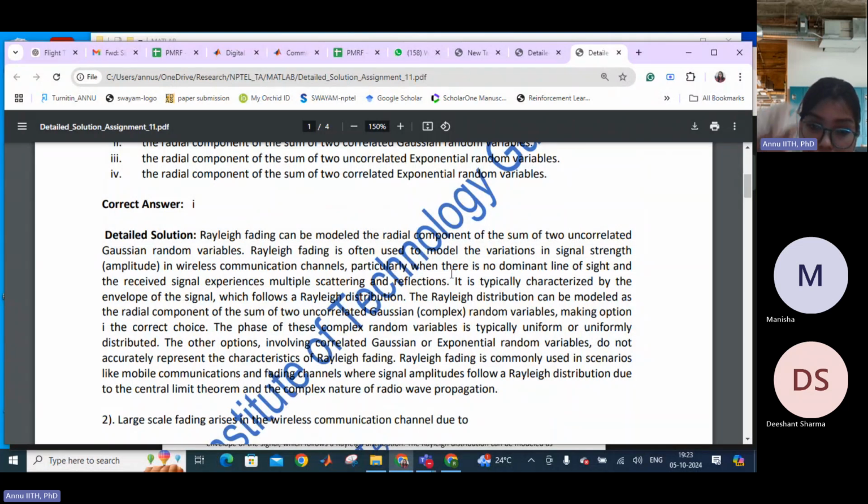So, the amplitude part: the Rayleigh distribution can be modeled as the radial component of the sum of two uncorrelated Gaussian random variables, making the first option the correct choice. And the phase of these complex Gaussian random variables is typically uniformly distributed. The other options involving correlated Gaussian or exponential random variables do not accurately represent the characteristics of Rayleigh fading.